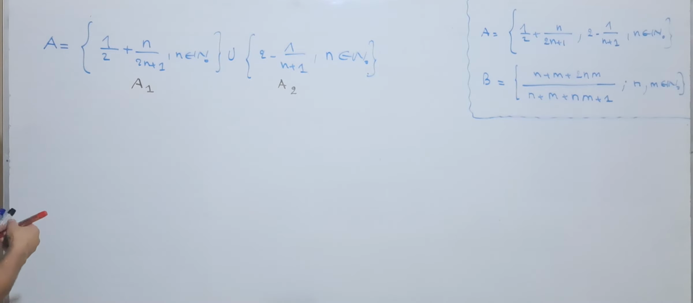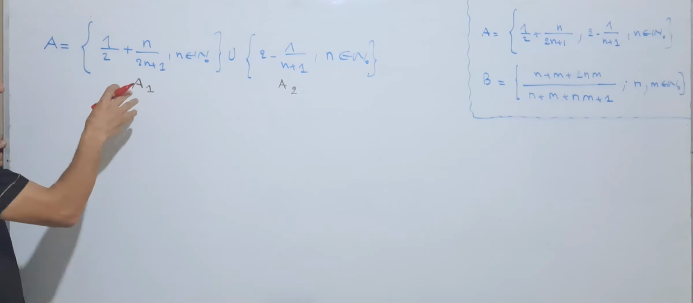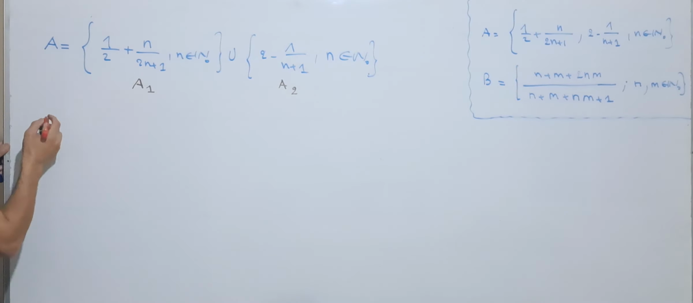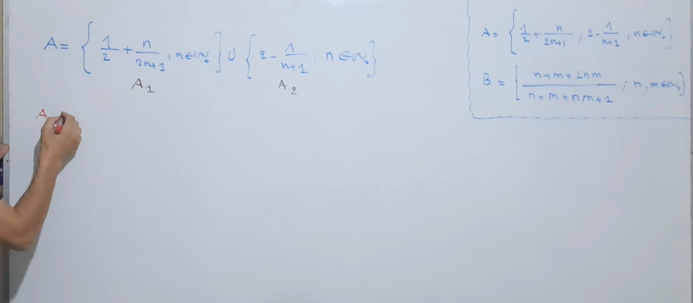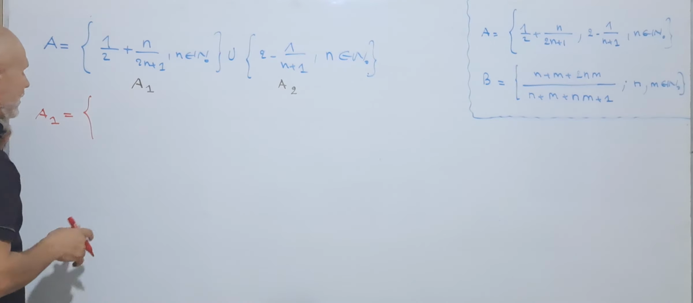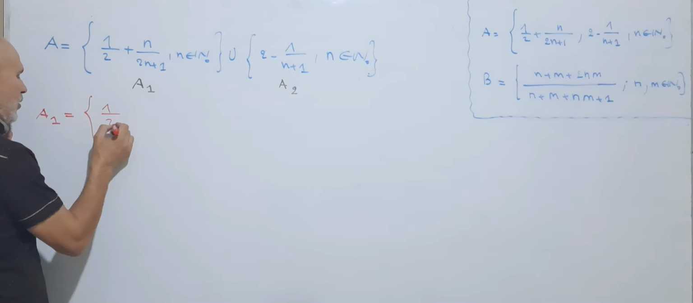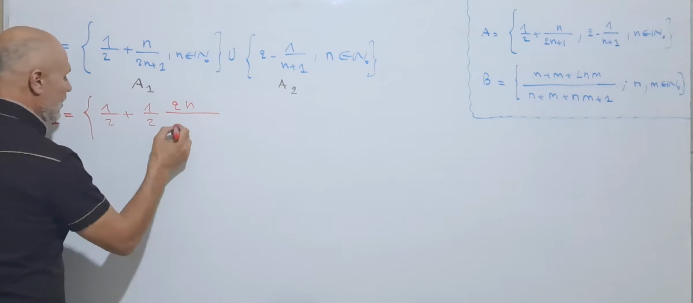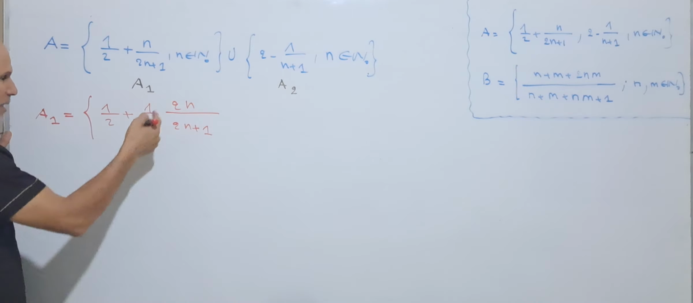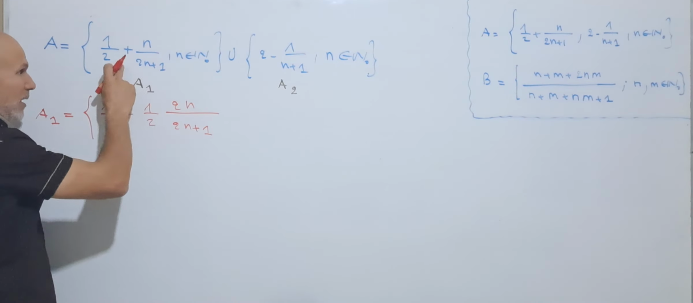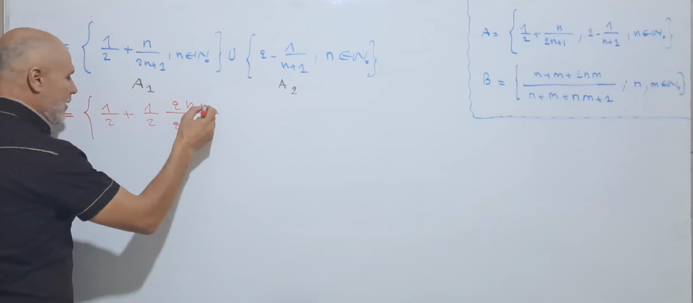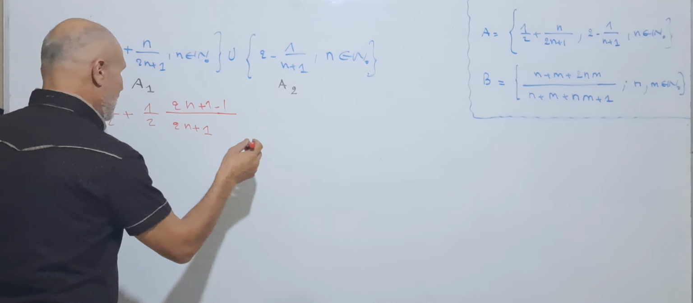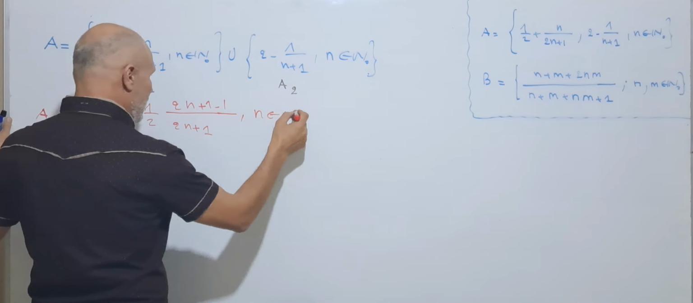From what we can solve just one of A1 or A2. For the first one, for example A1, we can keep it as it is, but we can transform it into 1/2 plus 1/2 times 2n over 2n plus 1. So we divide 2 by 2, we get our function. We add 1 and we take out minus 1. This is our A1.